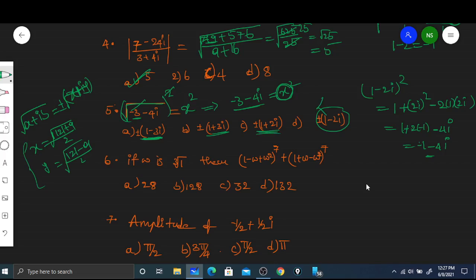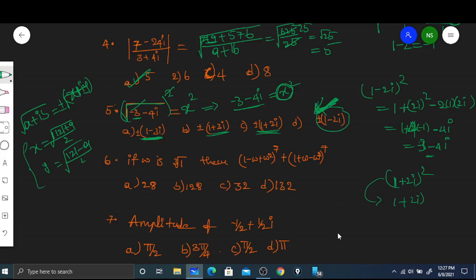So I'll move to this. 1 plus 2i whole square. If I simplify here, what will I get? 1 plus 2i whole square. Oh, okay, 2 square is also there. 2 square is 4, so minus 4 plus 1 is minus 3. Yes, this is our correct option.